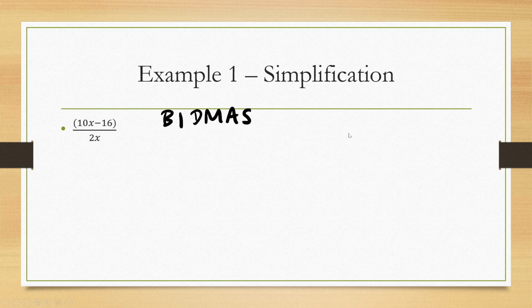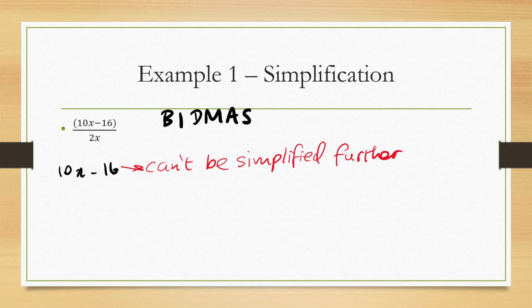First of all, we're going to look at the bracket. Inside the bracket, it's 10x minus 16. There's nothing you can do to it because it can't be simplified further. That's the simplest form it has. So now what you can do is write it down like this.